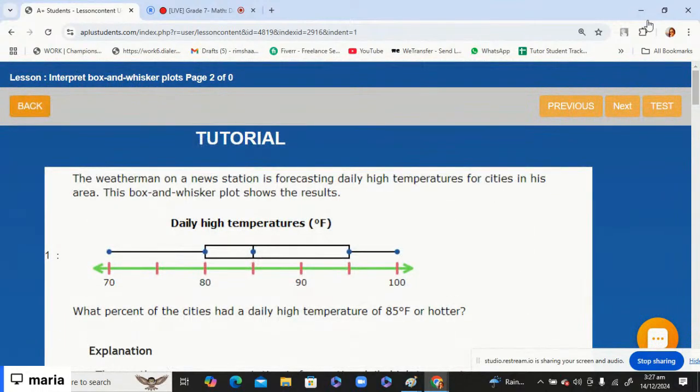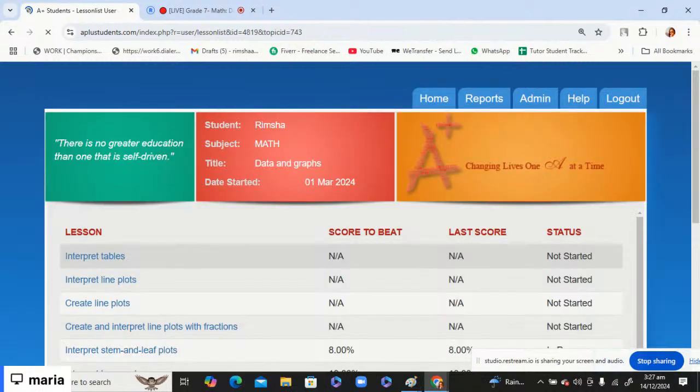Alright, hope you guys understand this lesson as well. Solve the rest of the test questions. Or first you practice the lesson and then go to the test. Alright, now let's discuss the next lesson.